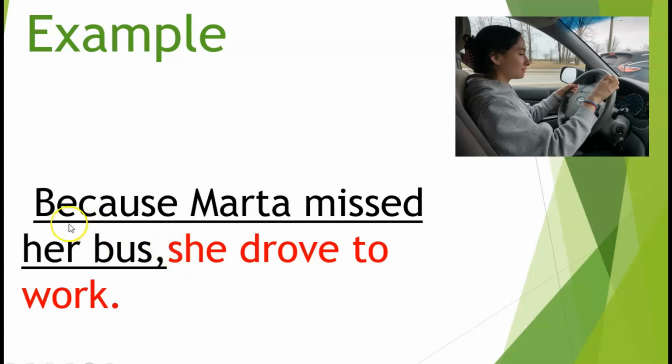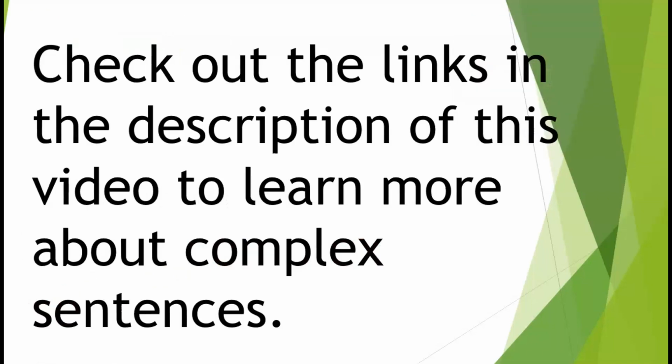So when we begin with the conjunction, with a word like because, after that clause is over, and before the subject of the independent clause, there's going to be a comma here. Okay, so as we go through our dictations, you're going to find a few more examples. And remember to check out the links in the description of this video to learn more about complex sentences.